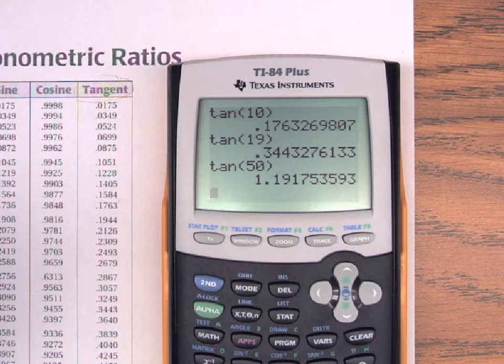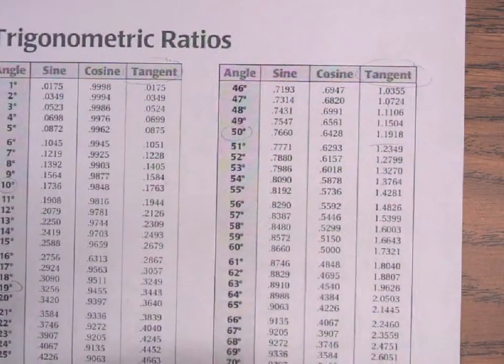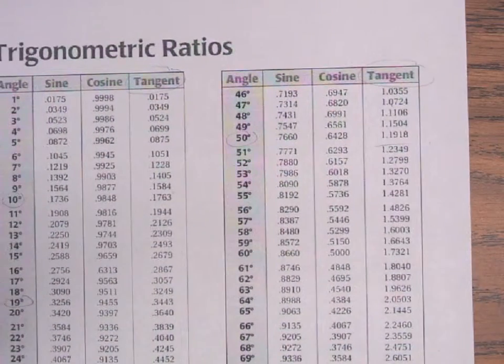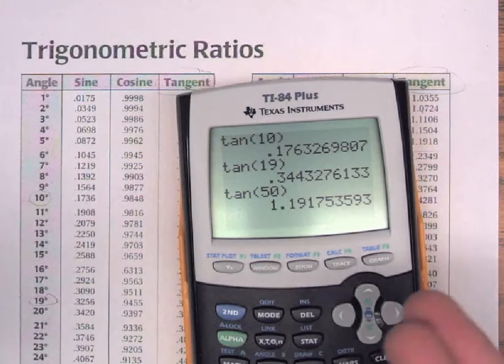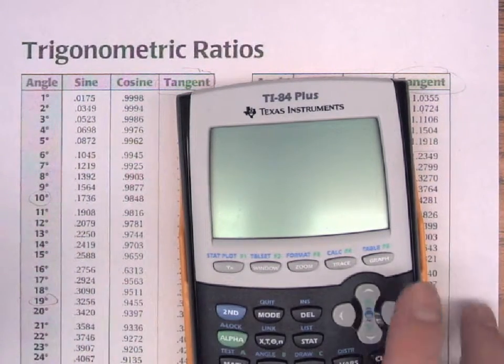This is how you would use these trigonometric ratios. You could use a table if you're too lazy to put it in your calculator, or you could just use the calculator if you want a more exact answer. Okay, right. So let's try to work out some examples.